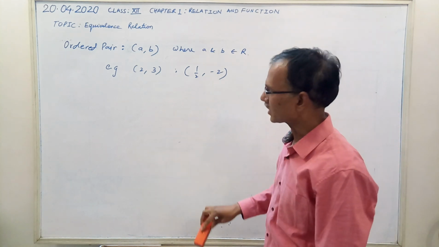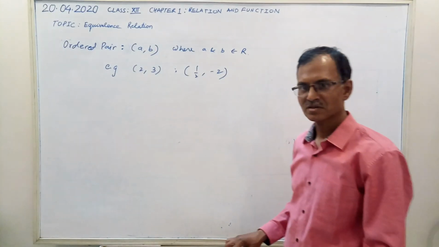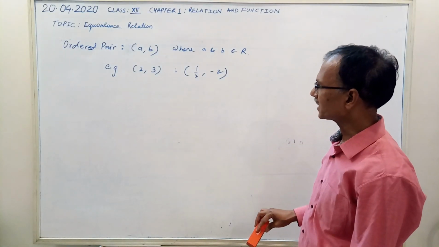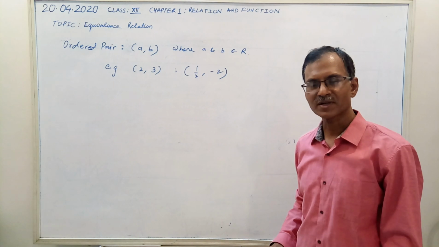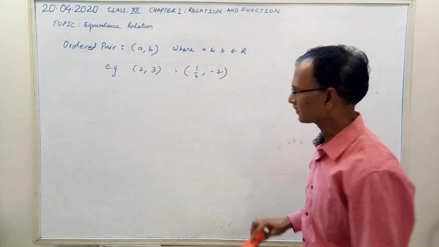And you have seen that in coordinate geometry, the coordinates in two-dimensional plane are given by an ordered pair. A specific location is given by an ordered pair.